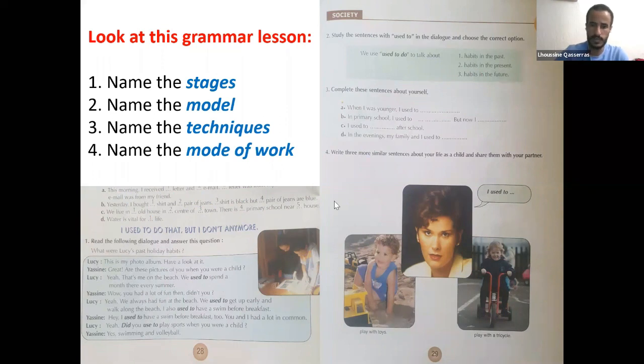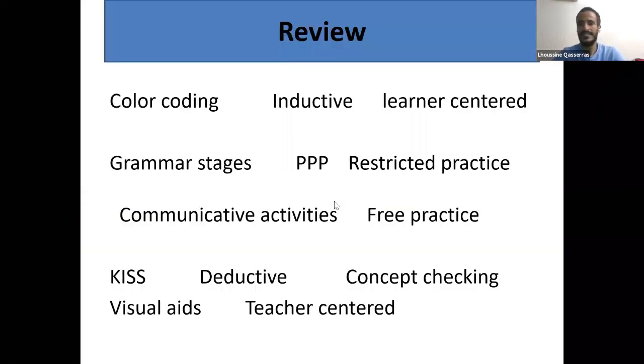Let me move to the next one. All right, it's the end review. Now let me see, it's a kind of concept chicken. Now, these are the terms we talked about: color coding, inductive, learning centered, grammar stages, PPP, restricted practice, communicative activities, free practice, KISS, deductive, concept chicken, visual aids, teacher centered. Let's start with one by one.